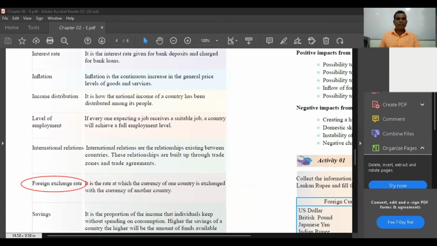Yes, the other one is what we call savings. Look at savings related to the economic environment. Savings.